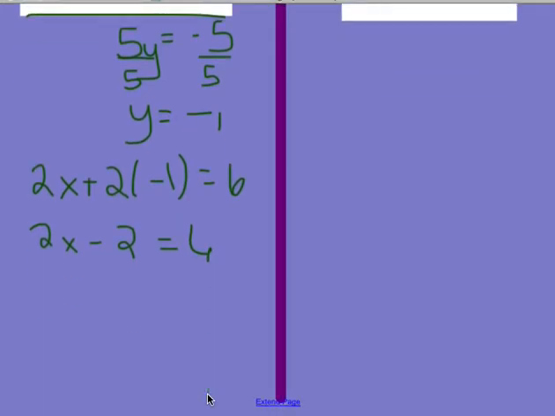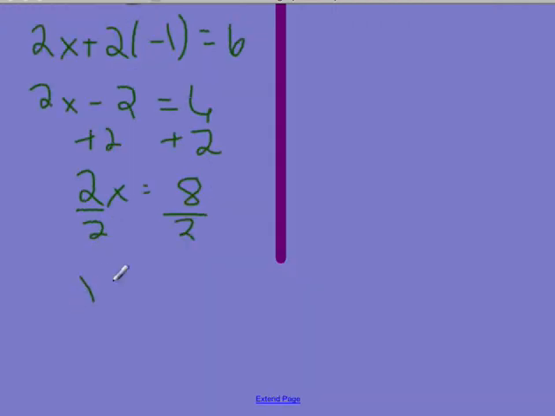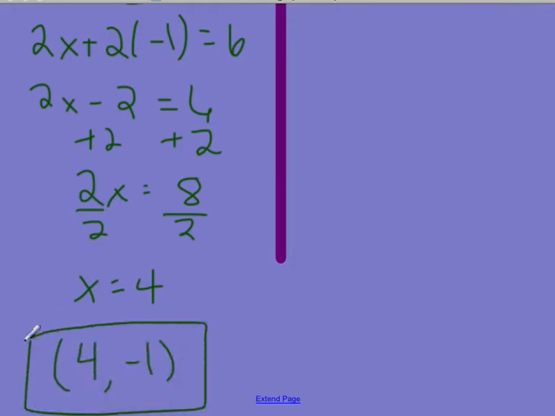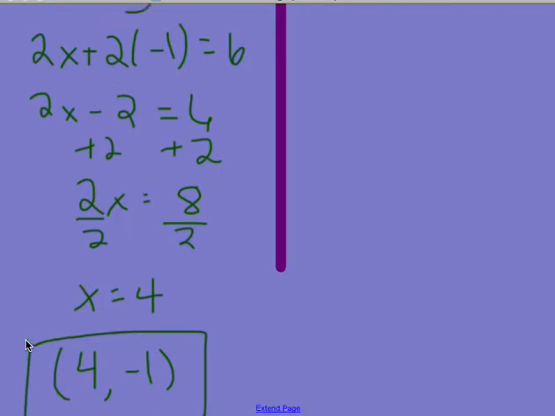So now I need to solve this for x. So I'm going to start by adding 2 to both sides. So then I get that 2x is equal to 8. The 2 is being multiplied by the x, so I'm going to divide both sides by 2. And then I get that x is equal to 4. So x is equal to 4, y is equal to negative 1. So when I write that out as a coordinate point, first my x and then my y.